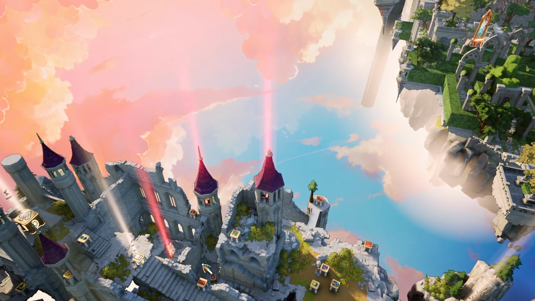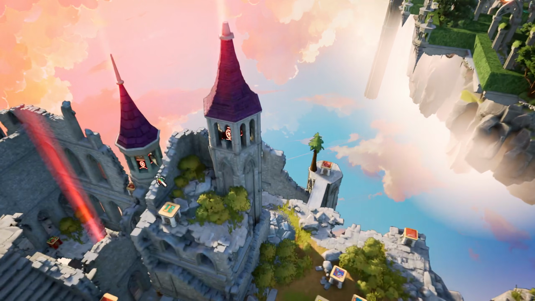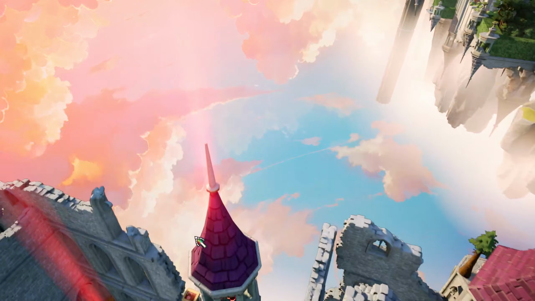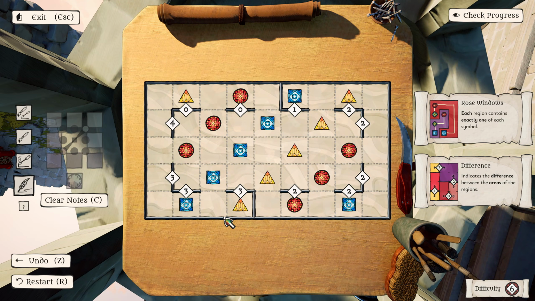Right, that's a 7. Have you done that one? No, it's just hard to see the red spire coming through. Ooh. Okay.